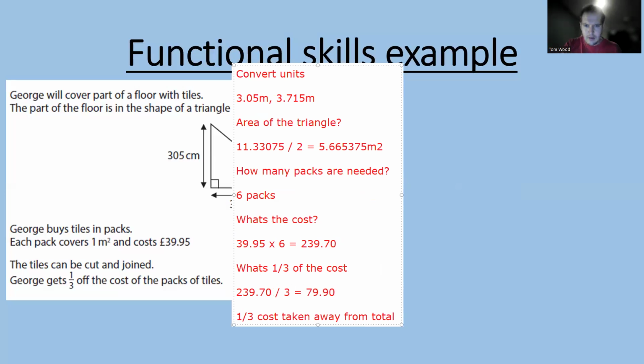To get our answer there of £79.90. And then our final answer there is going to be 239.7, take away this extra £79.90. Let me just pop that in, 239.7 minus the answer, and we will only have to pay £159.80, I believe. It looks like there's a lot in there.